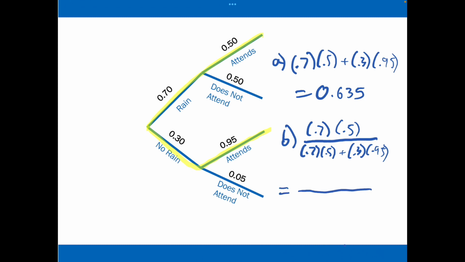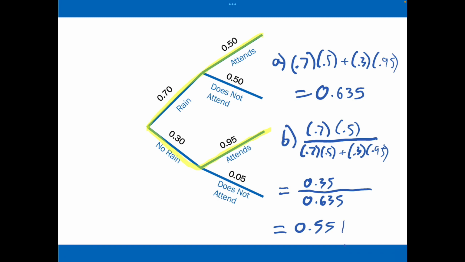Now, if you're paying attention, you'll recognize that the bottom is simply the problem we did a second ago. So I could have skipped writing all that down and just wrote 0.635 as my answer. The top, we have to calculate, which comes out to 0.35. And then when we divide those two together, we get 0.551 as my answer.